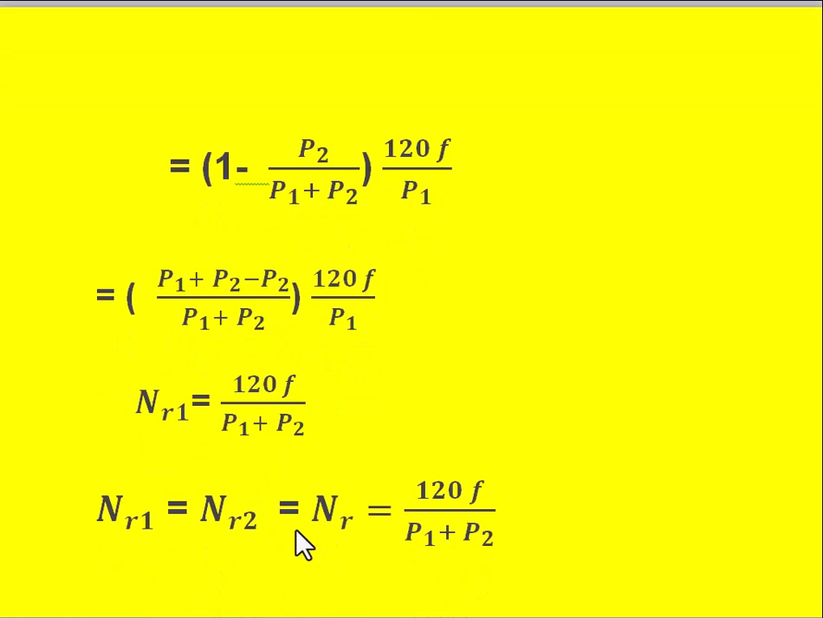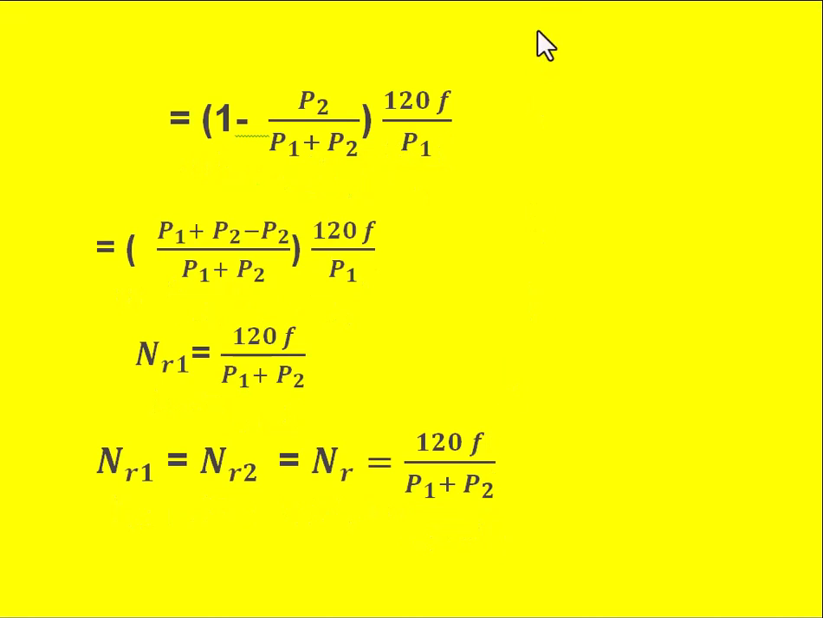That is the common speed of both the machines, machine 1 and machine 2, that is NR1 becomes NR2, that becomes NR, that is equal to 120F by P1 plus P2.